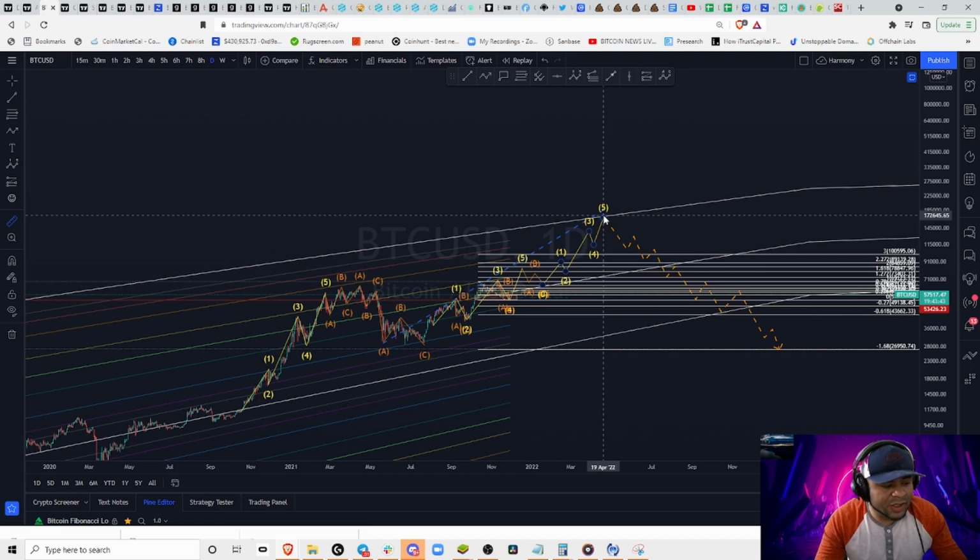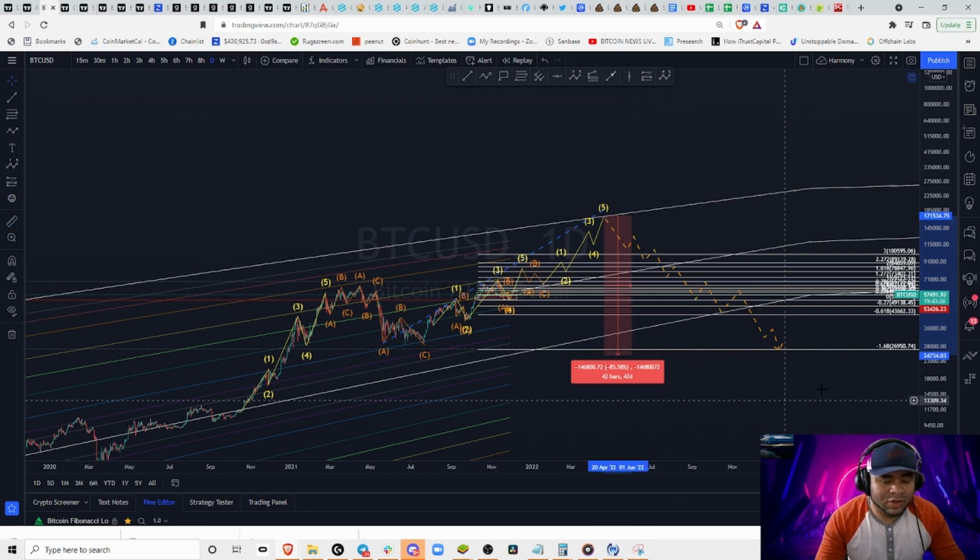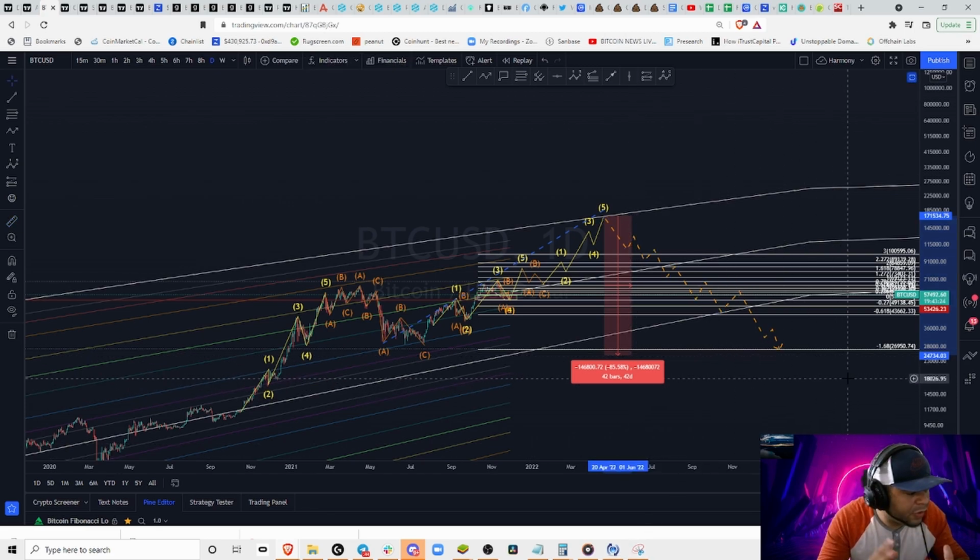Basically, every single cycle has had an 85% correction on just Bitcoin. So alts usually take 90% plus. I've seen all the way up to 99% of the alt get wrecked. So if we're looking at it from that standpoint, guys, 85% brings us down to the ranges I was talking about, 24K Bitcoin, okay?